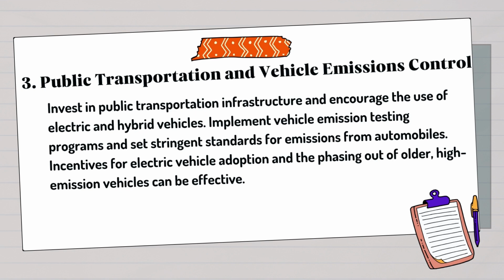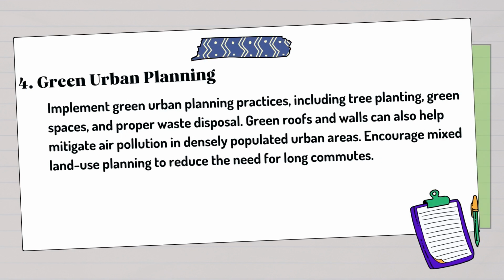Number 4, green urban planning. Implement green urban planning practices, including tree planting, green spaces, and proper waste disposal. Green roofs and walls can also help mitigate air pollution in densely populated urban areas. Encourage mixed land use planning to reduce the need for long commutes.